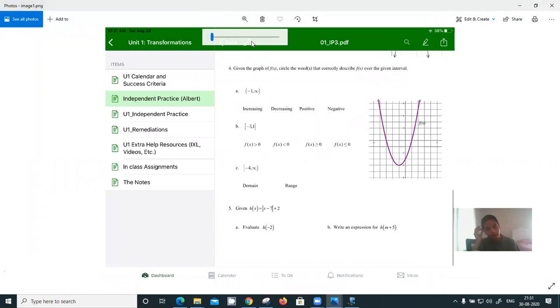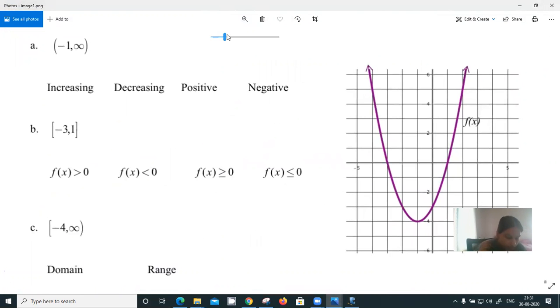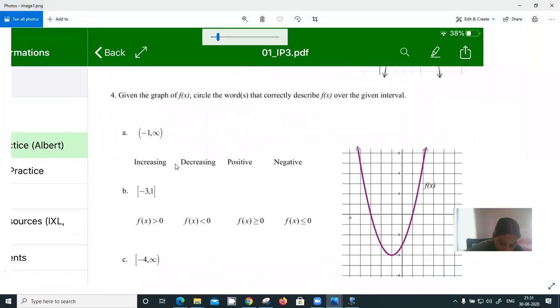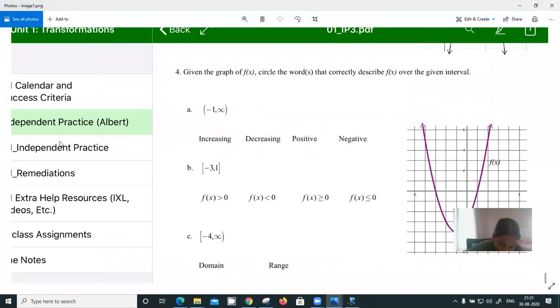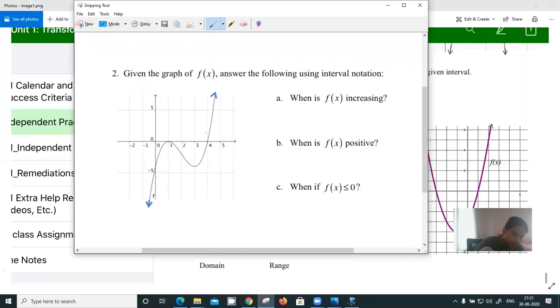Given the graph of f of x, circle the words that correctly describe f of x over the given interval. So from -1 to infinity, isn't it increasing and positive? Hold on. Oh, sorry.